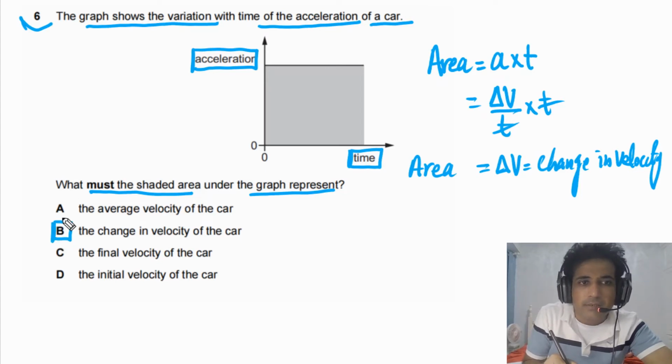A is not the answer because this is telling us the average velocity of the car. This is not true all the time.